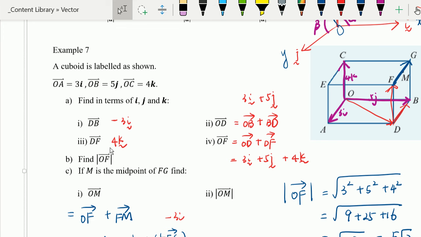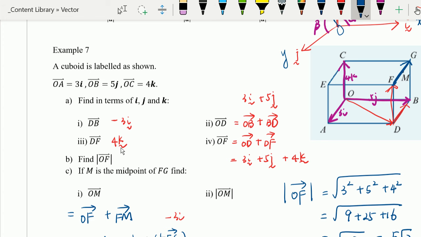But FM equals half of FG. FG is parallel to OA, but in the opposite direction of OA, so FG is negative 3i. Half times negative 3i is negative 3 over 2 i. So 3i minus 3 over 2 i is 3 over 2 i. J and K stay the same. That's OM.